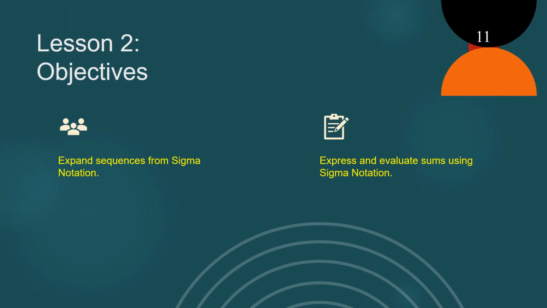So lesson 2, as I said, is sigma notation. The objectives of covering this topic: we will want to represent and demonstrate how to expand sequences from a sigma notation. Also, we will be expressing and evaluating sums using the same notation, sigma notation.